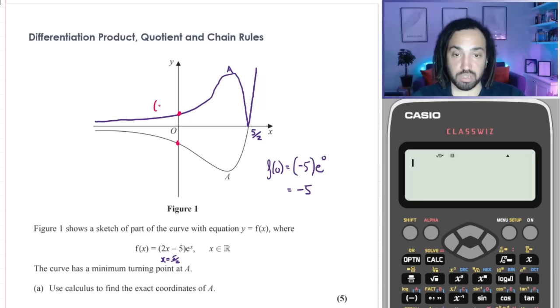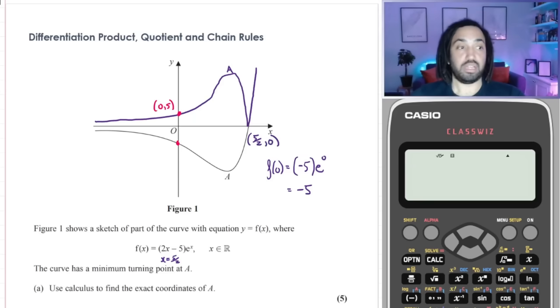So we'll call this one 0, 5, where it cuts there. And like I say, it does say the coordinates, so rather than just labeling the axes, I'll actually write the coordinates. So that was 5 over 2, 0. And that is job done.